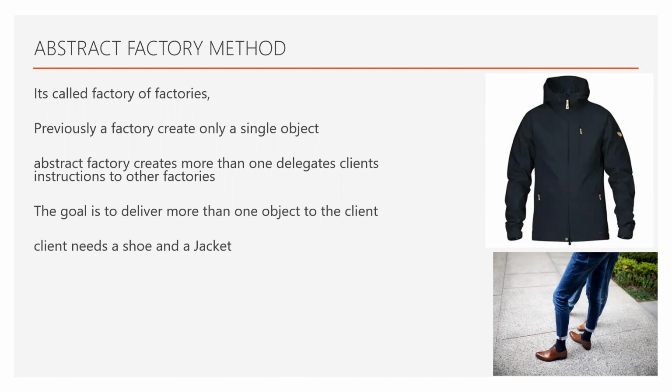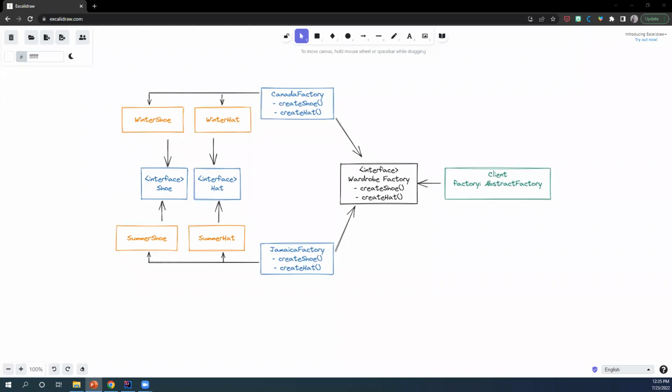We are going to see how to implement this abstract factory method where a client needs shoes and a hat. Here we have a client, and the client needs a shoe and a hat. As we have seen in our previous videos, it's always good to have an interface. It helps us develop something very extensible and easy to upgrade.